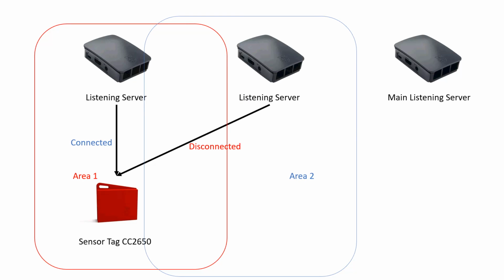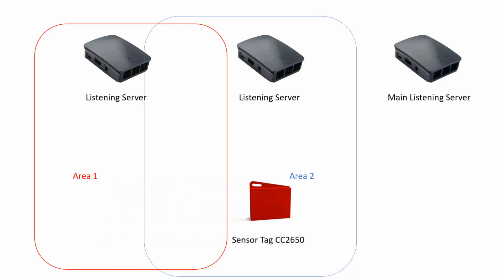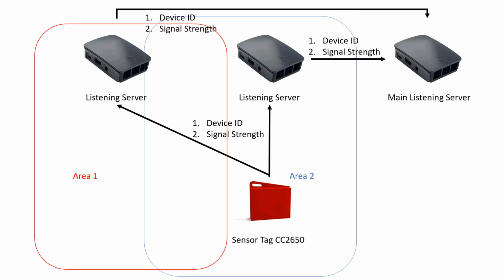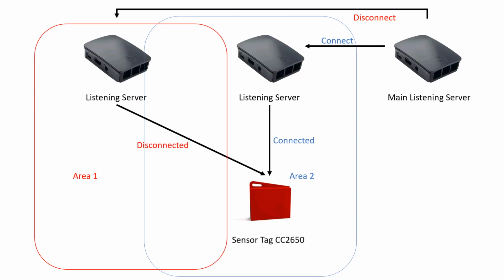When the elderly wearing a sensor tag device moves to another area, all listening servers will receive a broadcast message containing the device ID and signal strength. The listening servers will send this information to the main listening server. Based on the strength of the received message, the main listening server will decide and send the command for a server to connect or disconnect from a device.